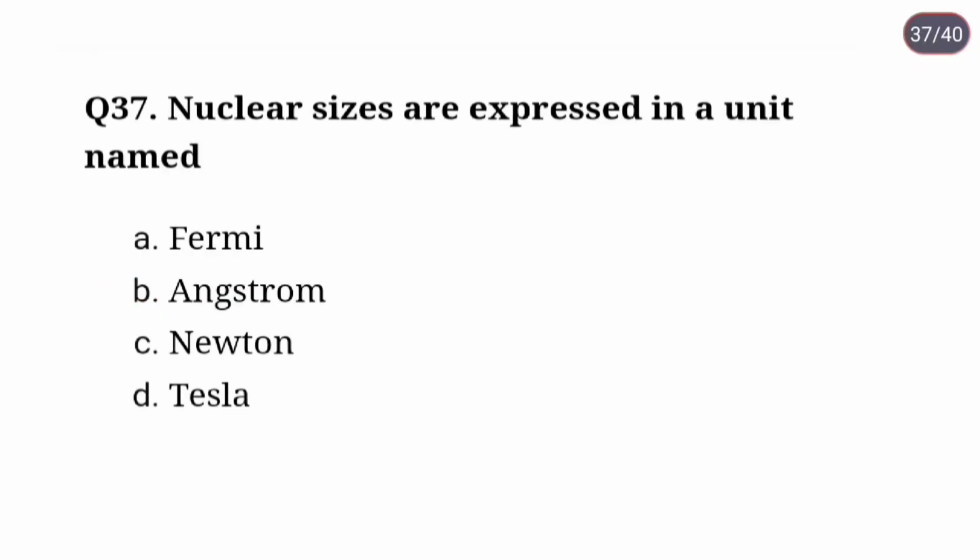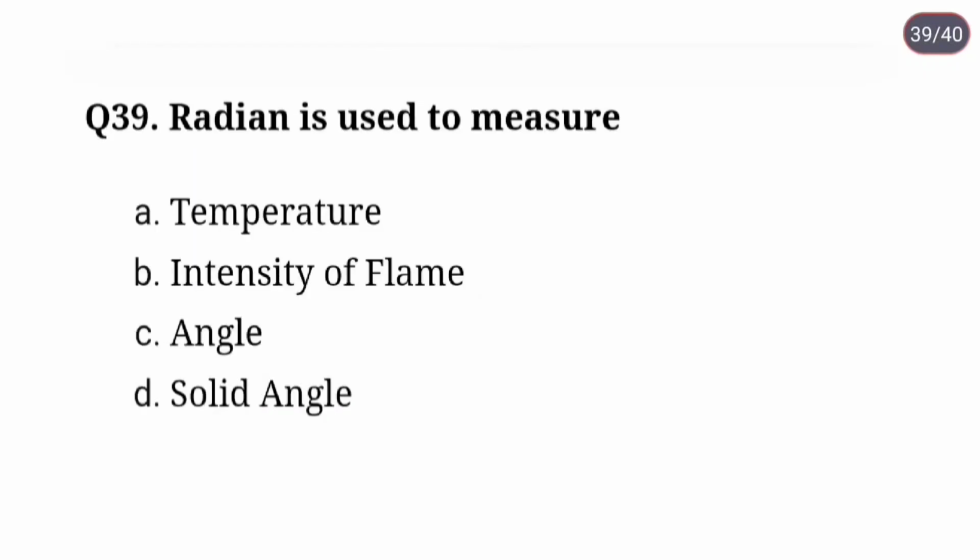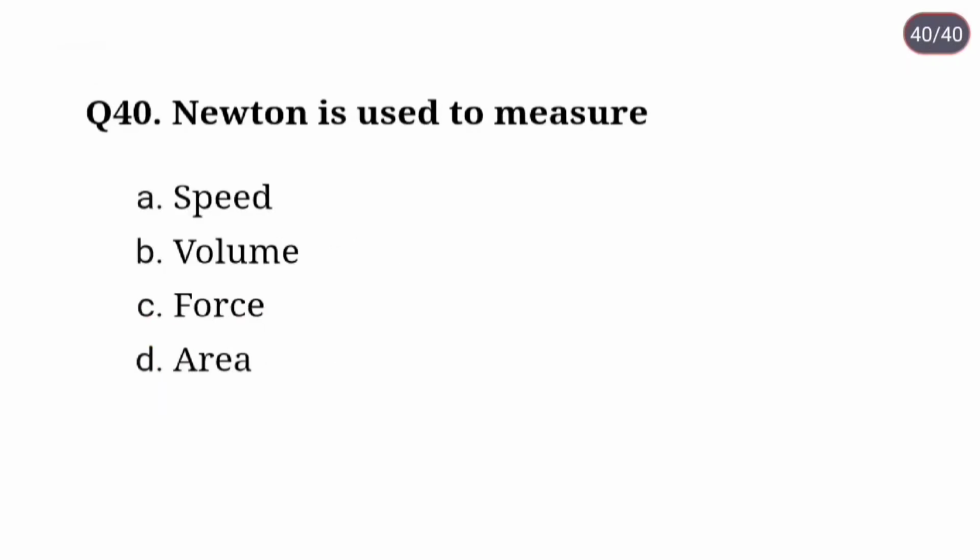Nuclear sizes are expressed in a unit named Fermi. Solar cells work on the principle of photovoltaic effect. Radian is used to measure angle. Newton is used to measure force.